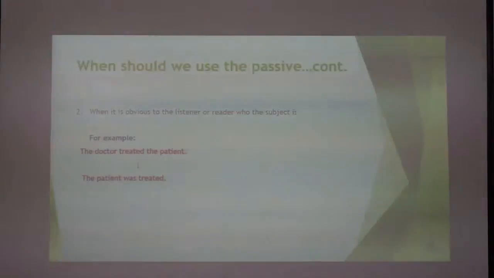We have another instance where we use the passive voice. Number two, when it is obvious to the listener or reader who the subject is. For example, the doctor treated the patient. We know if the patient was treated, it must have been the doctor who treated him. So it is obvious who did the action. So we just say the patient was treated. We use the passive to show that.